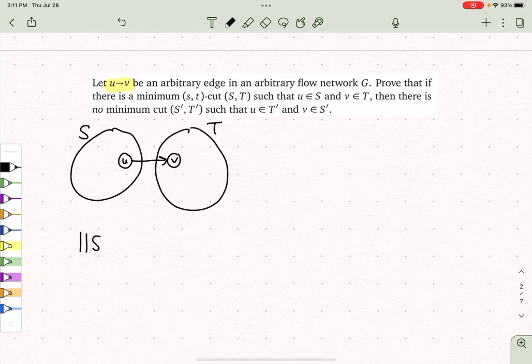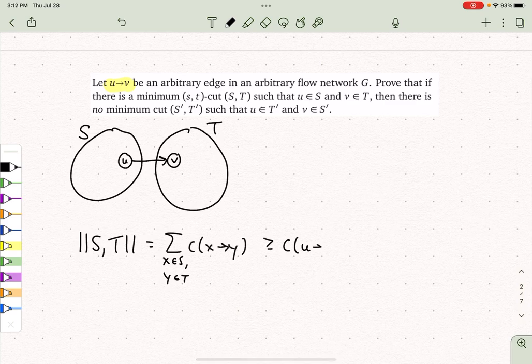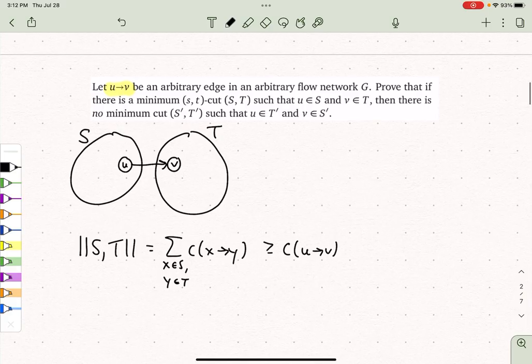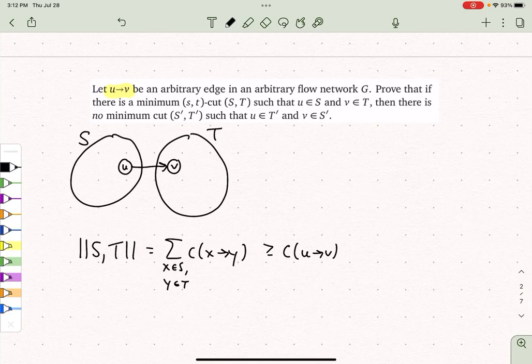So in other words, if we looked at the capacity of this cut, it's the sum over all edges, X in S and Y in T, of the capacity of X to Y. We know this is at least the capacity of U to V, because U to V is one of those edges. So that's the situation. And now the problem's asking about, well, what if there was a different cut that had U in the right side?